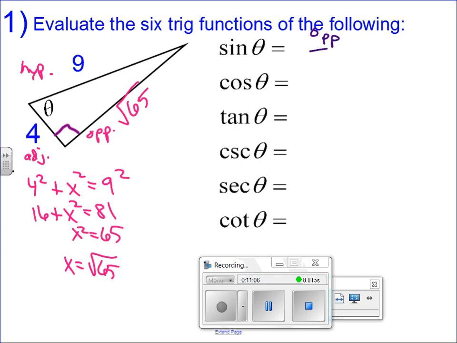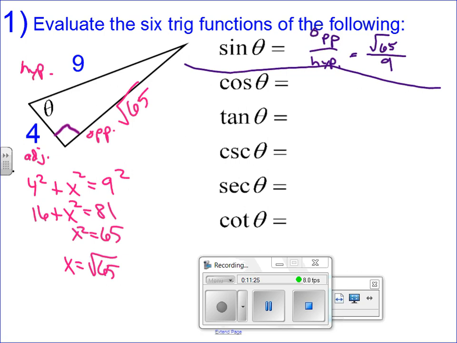Opposite over hypotenuse. I'm writing that there to help you refresh what it is. So my opposite side of theta is radical 65, and my hypotenuse in my triangle is 9. And that's all you have to do. I don't need you to reduce that any. In fact, it doesn't actually reduce any, so that's all you can do.